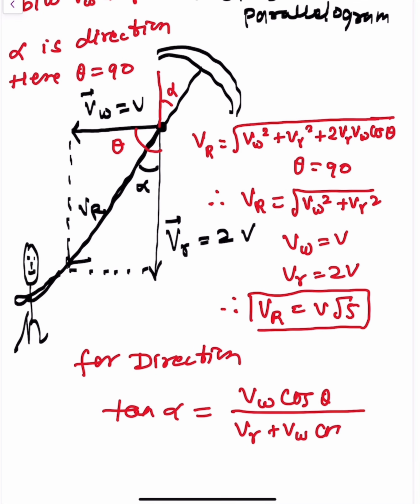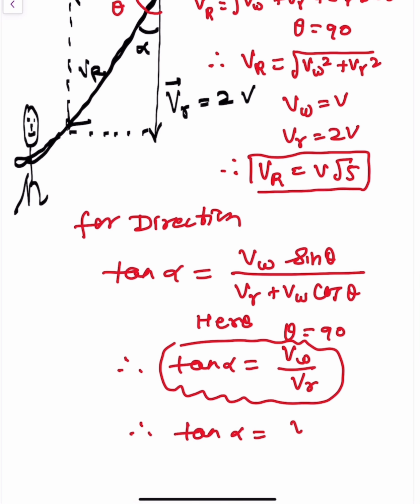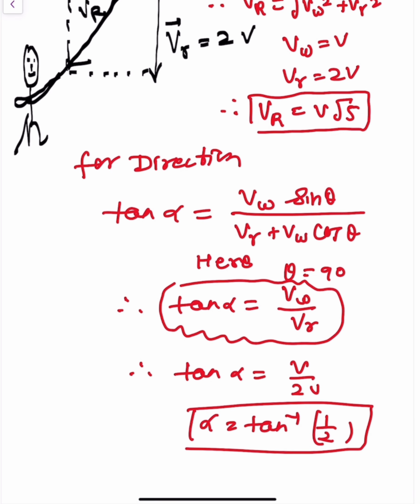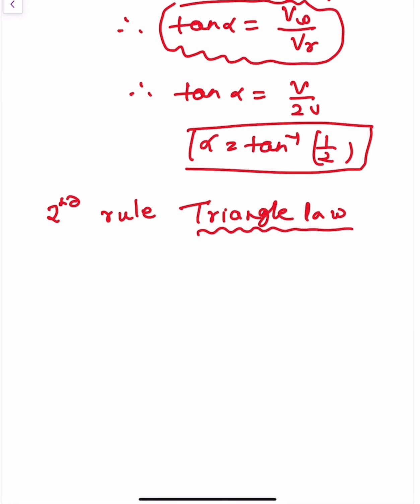We have a formula for finding direction also. It is tan alpha equal to velocity of wind sine theta divided by velocity of rain plus velocity of wind cos theta. Once again, here theta is 90, therefore tan alpha will be equal to velocity of wind by velocity of rain. You will have the result here.